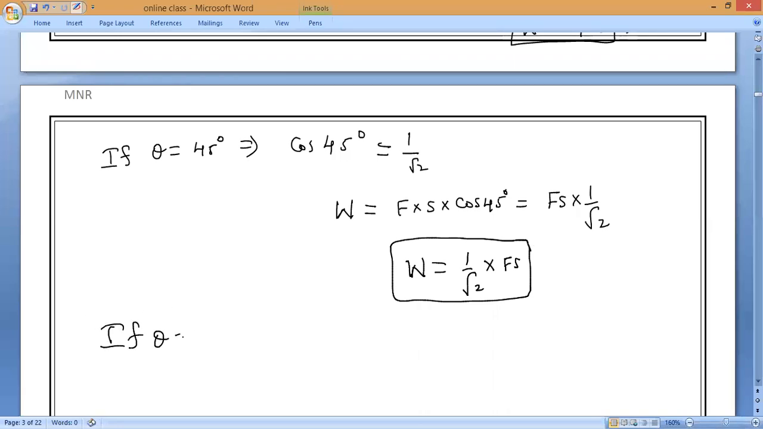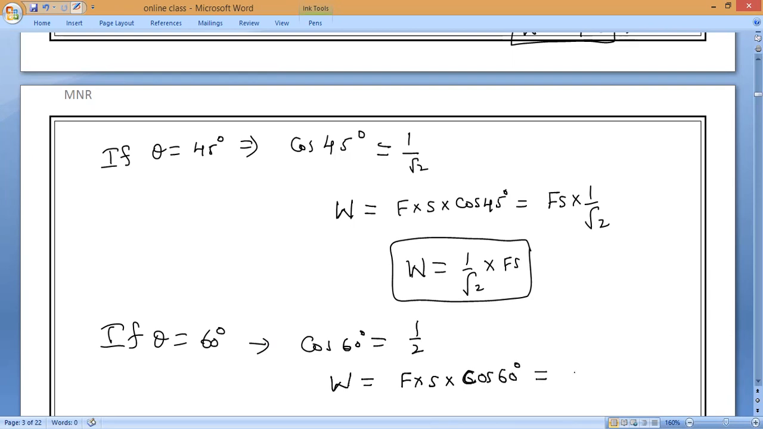If theta is equal to 60 degrees, then what will happen? Theta is equal to 60. So cos 60 is equal to 1 by 2. Then work done is equal to what? Work done is equal to F into S into cos 60 degrees, which is equal to F into S into 1 by 2.